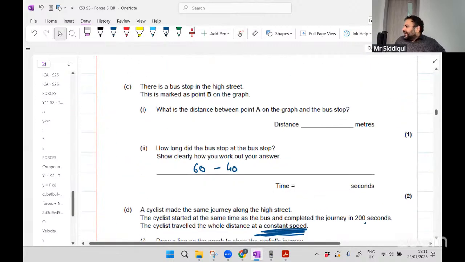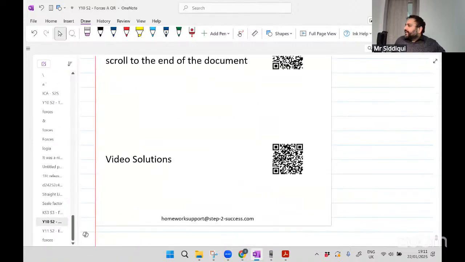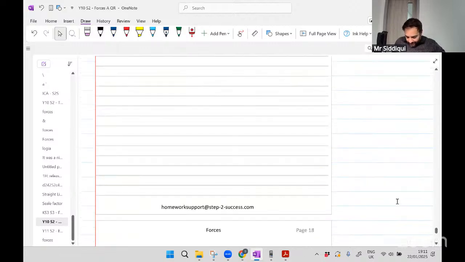I'll just see if there's anything else on this booklet. So I'll go on to whatever the other one has been asked. What is a normal contact force? It's on question 3B. Let's just have a look at it first, and then I will explain.